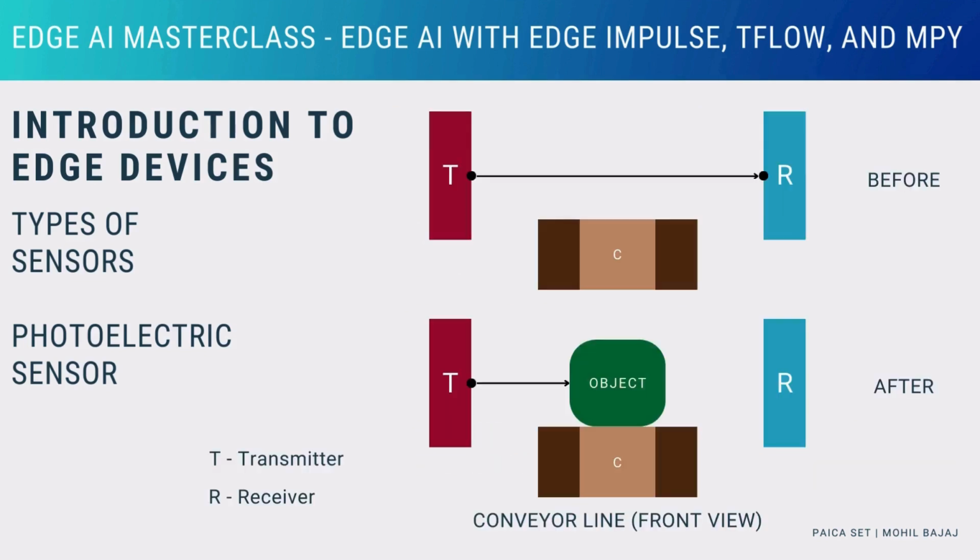The first is the through-beam sensors, which have separate transmitters and receivers installed on opposite sides facing each other. The transmitter emits a beam of light, and if any object blocks this beam, the receiver detects the change.